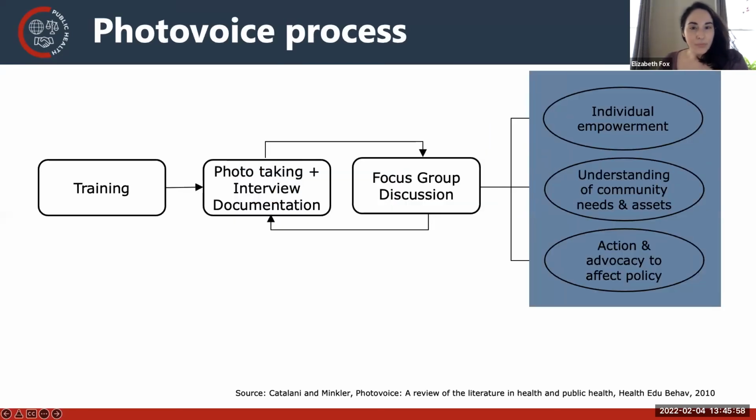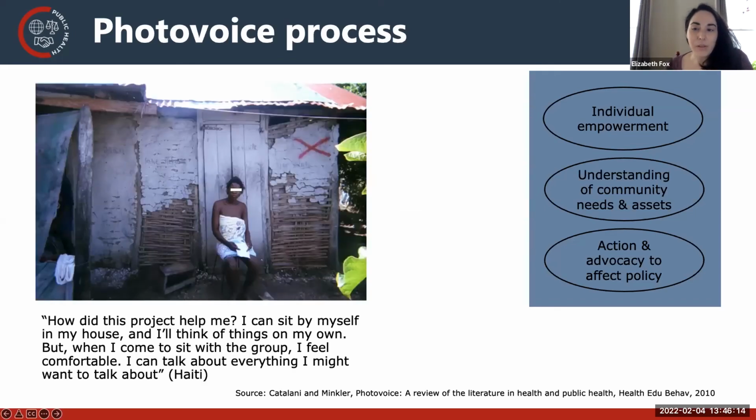So ultimately, these discussions are intended to highlight issues that are important to the community, particularly in terms of determining the key factors that participants believe need to be changed. And these outcomes can happen at an individual level. This is a quote from one of the mothers in Haiti who talked about how talking with the group made her feel like she had a space to talk about the challenges she was facing with breastfeeding. And to hear about the shared experience was really important for her versus just sitting at home alone, experiencing it on her own.